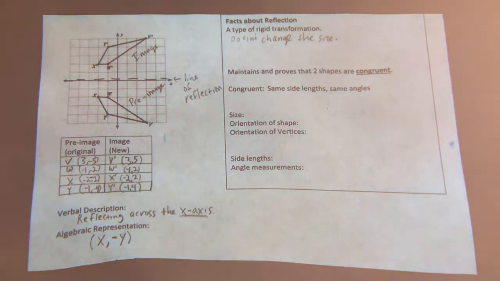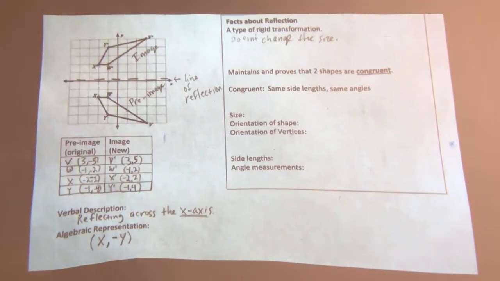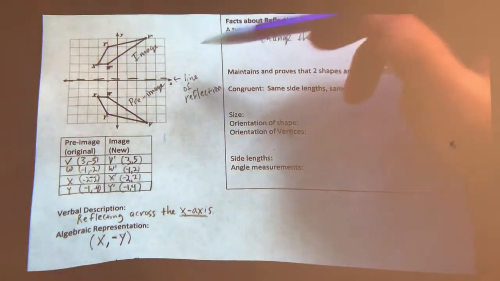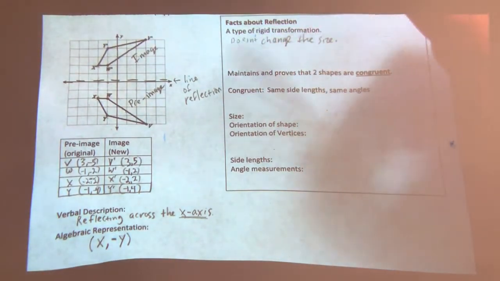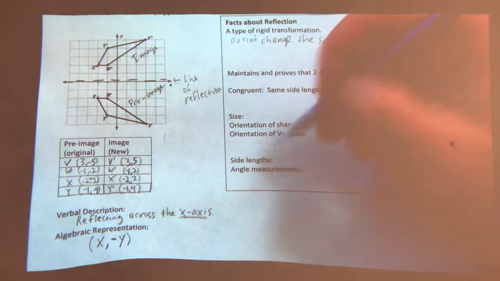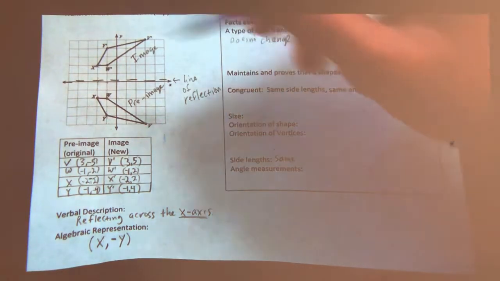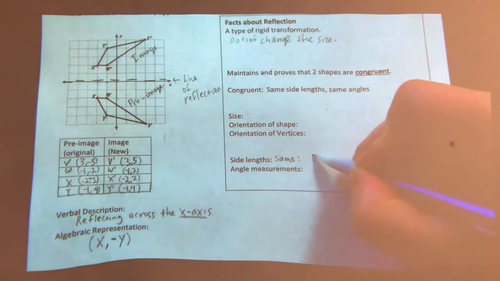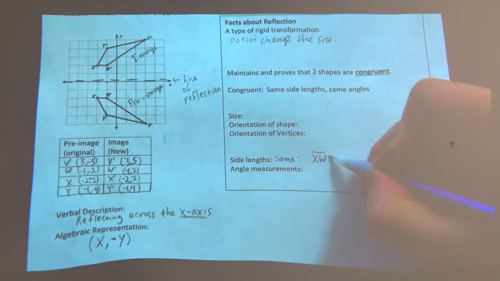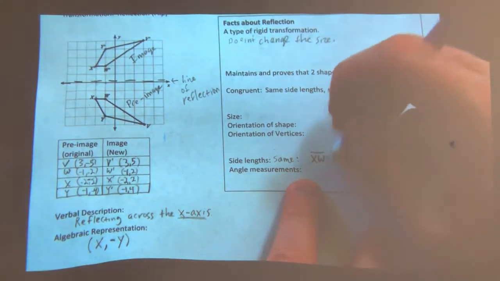So let's look at one more example of that. Actually, first let's remind ourselves that this is a rigid transformation, so it maintains congruence. So, for example, the side lengths, right, are going to stay the same. So an example of that, if we look, side XW here, so XW is 1 unit long. Let me make that a little farther apart there.